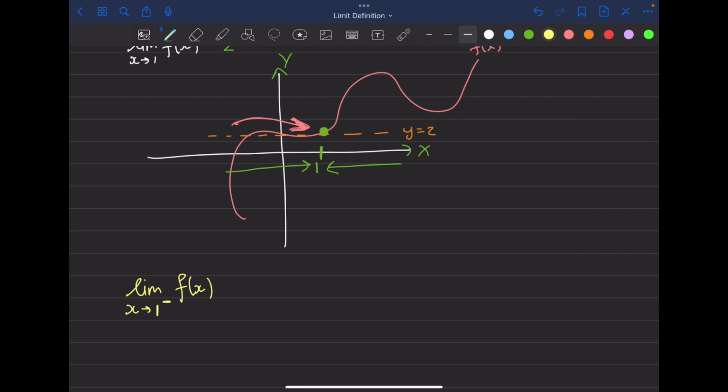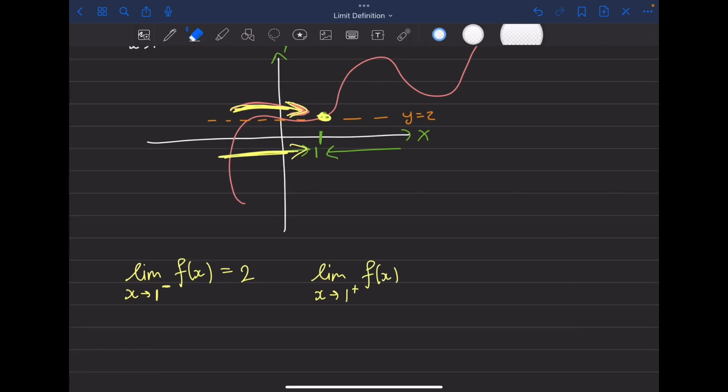So in this case, it's the same thing, but if x goes to this value from the left side, this value is equal to 2. Because once again, as x approaches 1 from the left, it goes to this value, which is equal to 2. So that's that. And then similarly, you're going to have the limit as x approaches 1 from the positives, from the right side, of f of x.